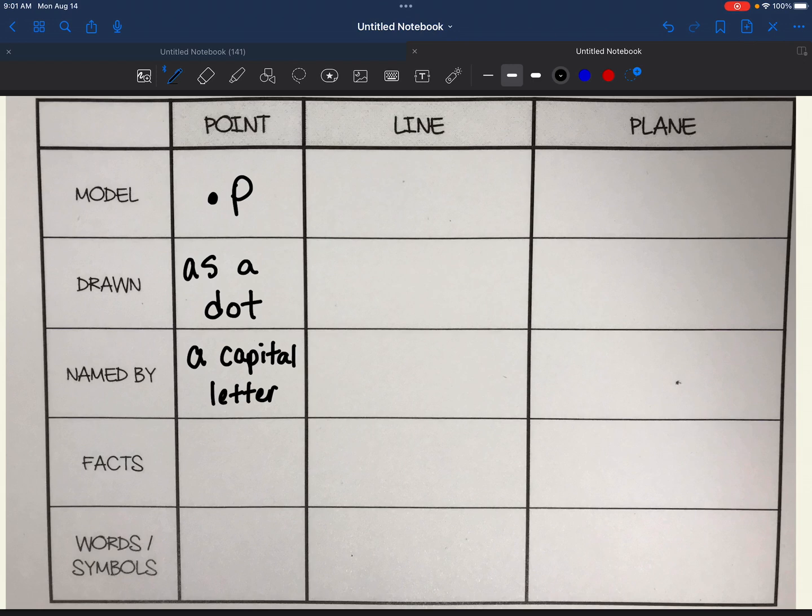All right. Facts. I don't expect us to know this one till after we hear it, but dots have no dimension. What that means is there's no width, length, or depth to a dot. Okay?